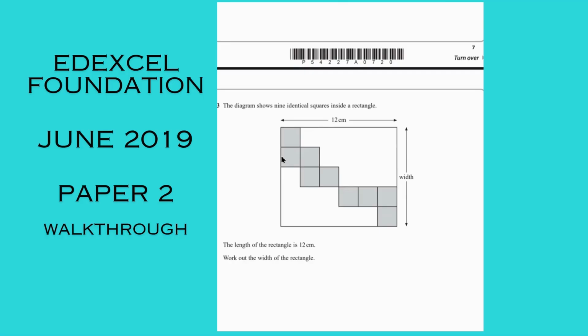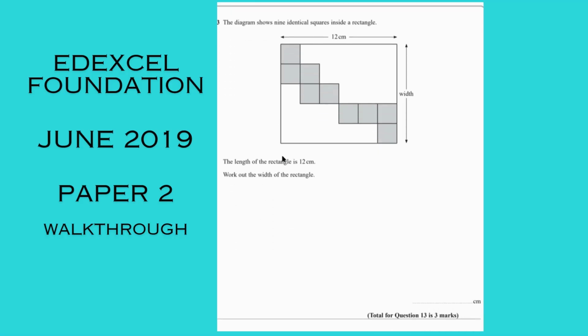I remember when this paper happened, it wasn't very popular with my class. A lot failed to spot that it's 12 centimetres all the way across. If you count in the grid, 1, 2, 3, 4, 5, there are 6 squares across. So each of these squares is a 2 by 2, which means the overall height, being 1, 2, 3, 4, 5 squares. I said height, obviously I meant width. 5 squares of 2 each, giving you 10 centimetres from top to bottom.